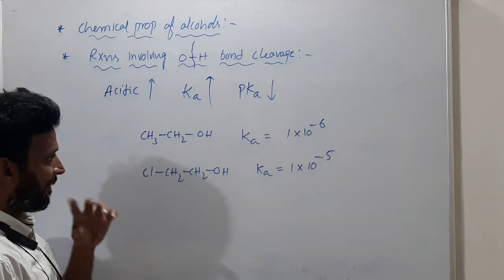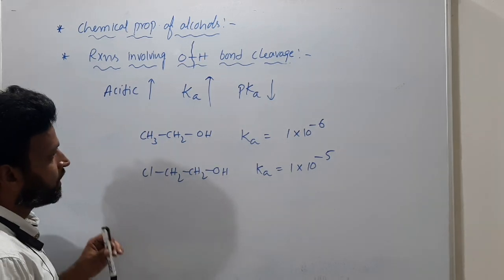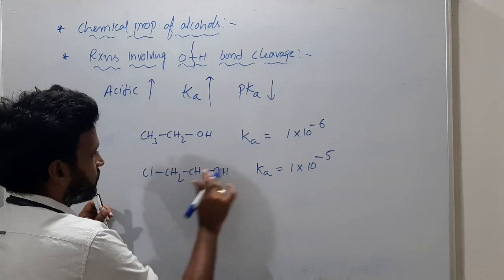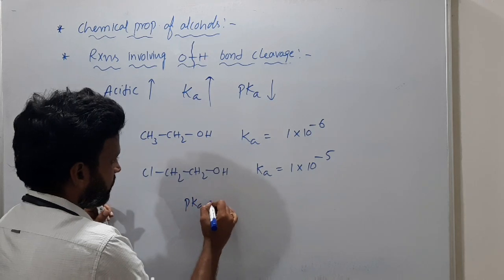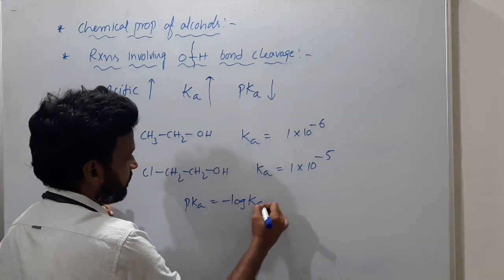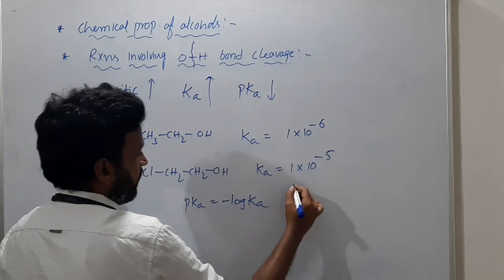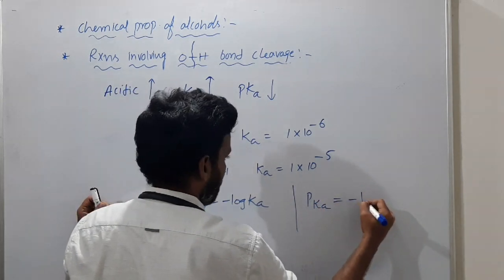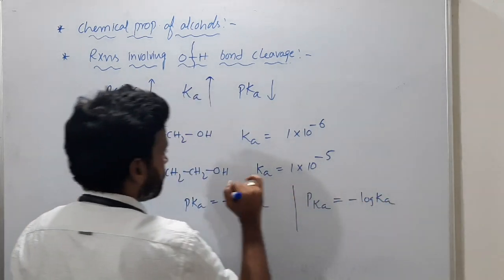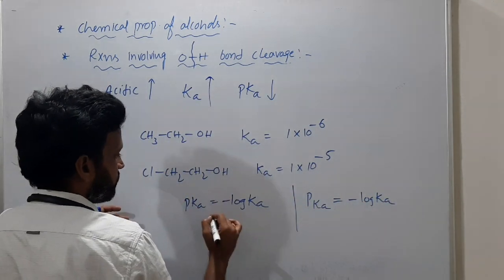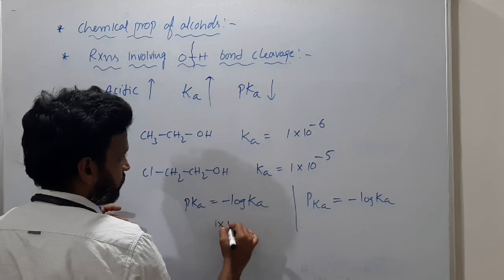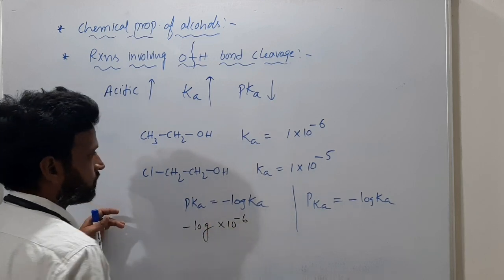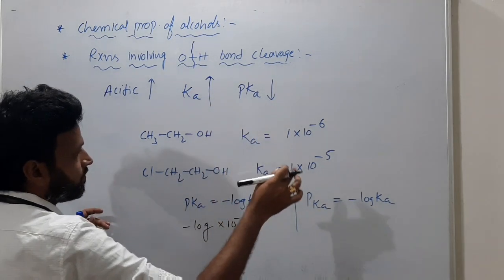So if the Ka value is less, then the pKa value is more. Suppose now pKa, what is the formula? pKa is minus log Ka. So what is the pKa here for the first one? It is minus log of 1 into 10 power minus 6. Okay, so Ka value is less, pKa will be more.